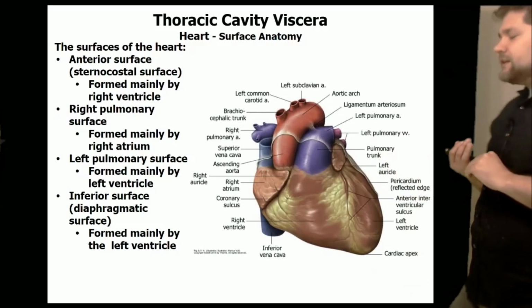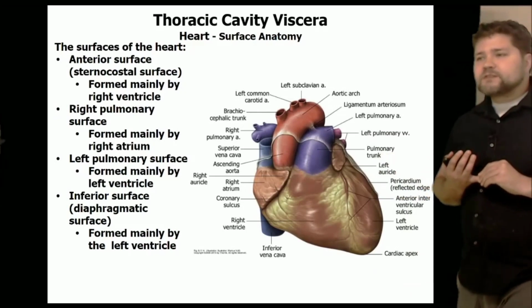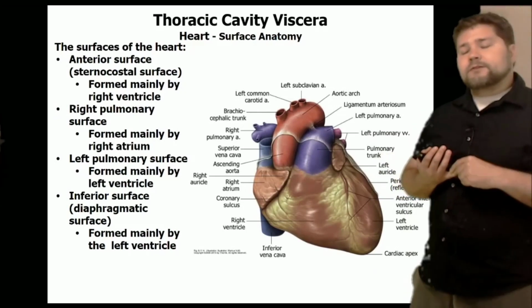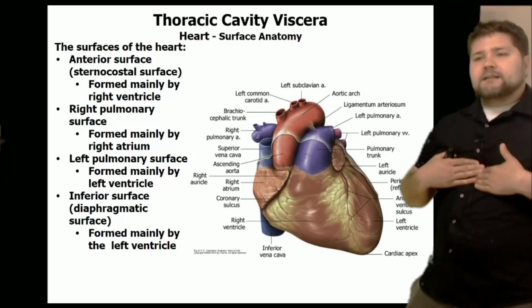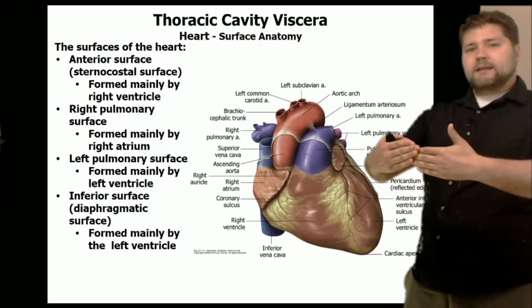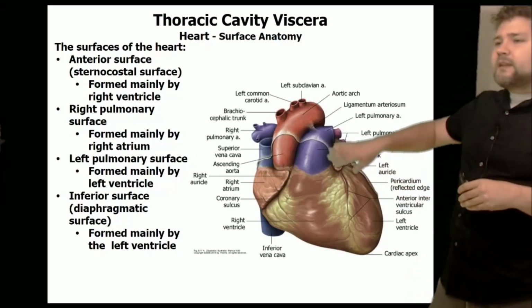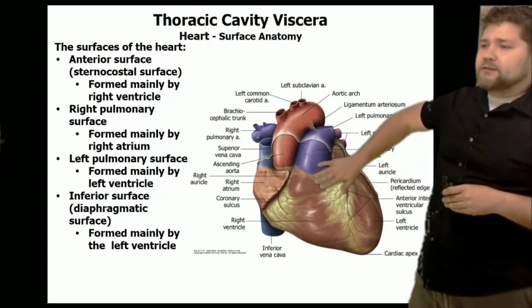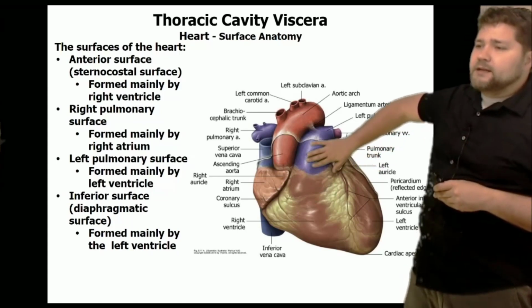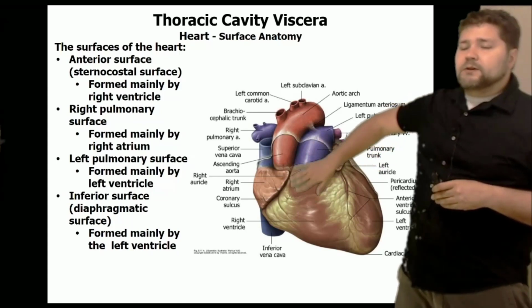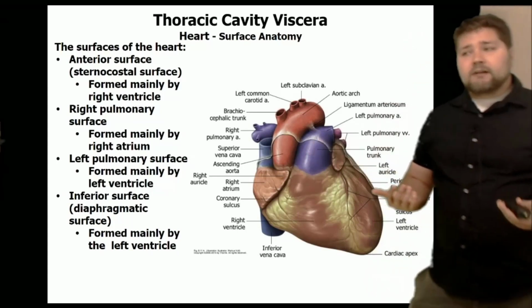All right, so let's take a look at the surface anatomy of the heart. So we have an anterior surface, which we refer to as a sternocostal surface, basically meaning it's abutting the ribs and the sternum. And this is mainly going to be your right ventricle. So everything you see here is predominantly right ventricle. You can see our pulmonary artery here. So most of the anterior heart is right ventricle.